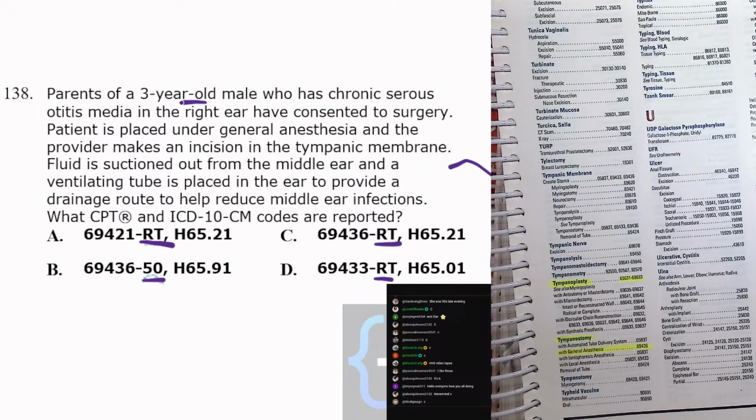We do have RT. That should be part of this particular exam question for sure. So we know anything with the bilateral would not work. So you could eliminate B really quickly. Also with the right, you know that you're going to need a diagnosis code with the number 1 in it.